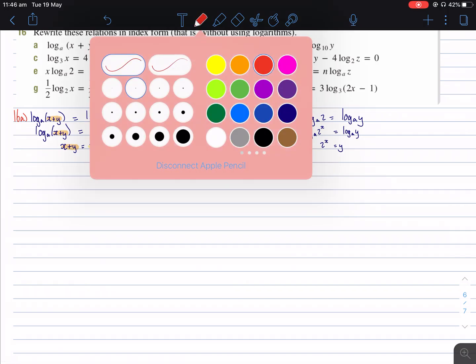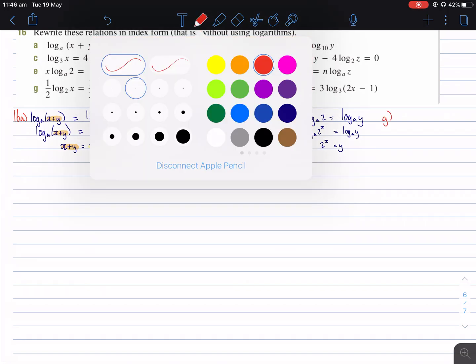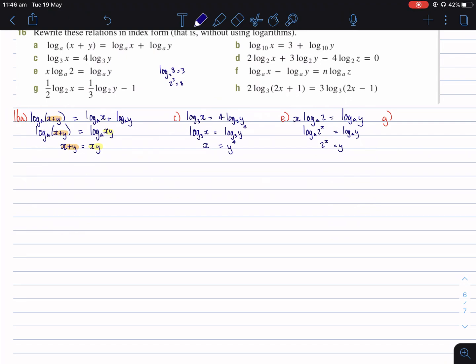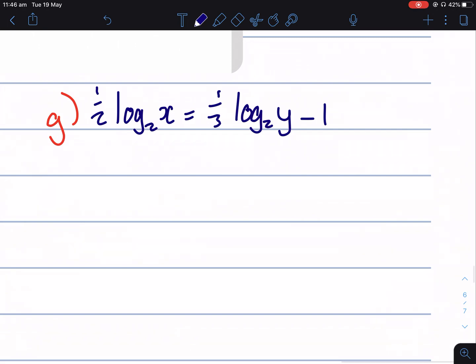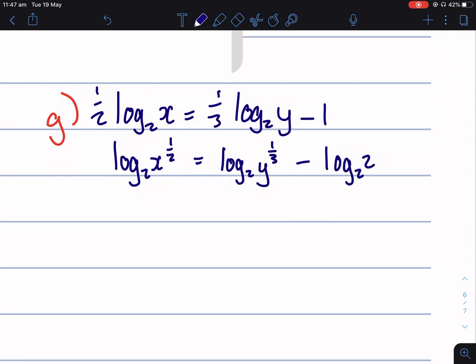F, G. So we've got, oh, they've saved us a nice hard one. So we've got half log base 2 of x equals a third log base 2 of y minus 1. Now I want them all to be the same base log. So I've got log base 2 of x to the half, log base 2 of y to the third. 1, I could rewrite that as log base 2 of 2, which means x to the half, got one more step. I've got to get them into the same.